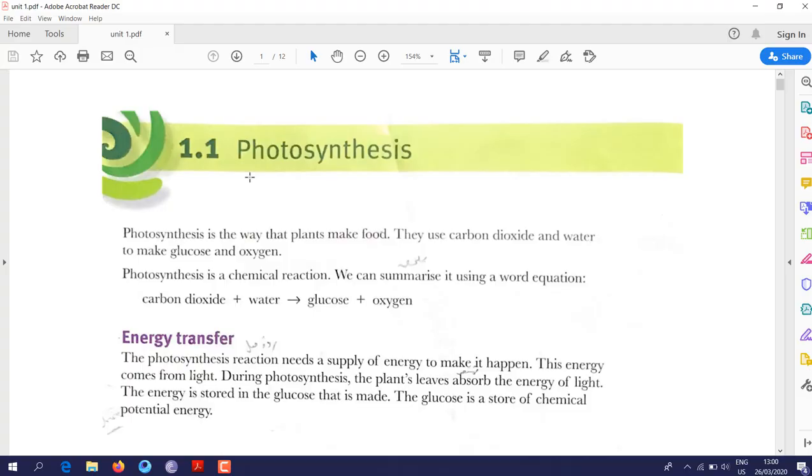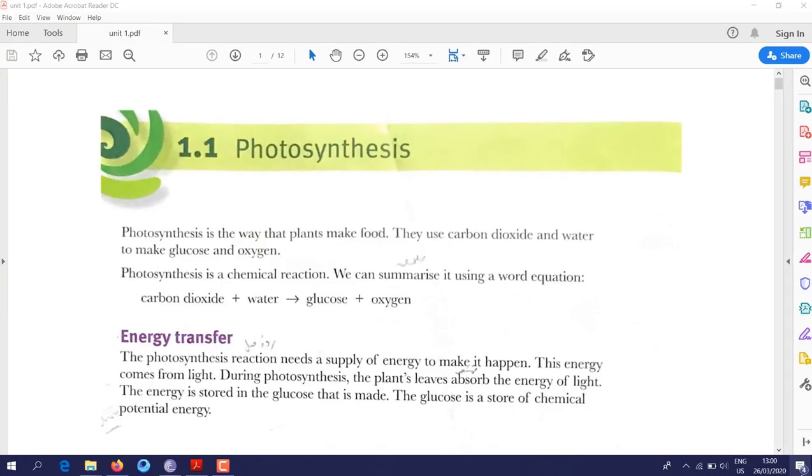So, a simple definition for photosynthesis, we will say it's a process in which green plants make their own food. A process in which green plants make their own food. This is the easiest definition for photosynthesis.